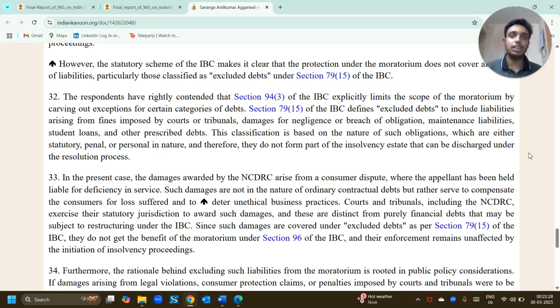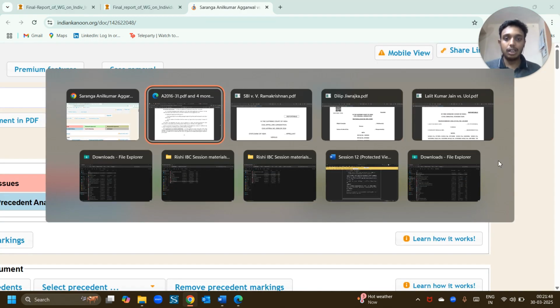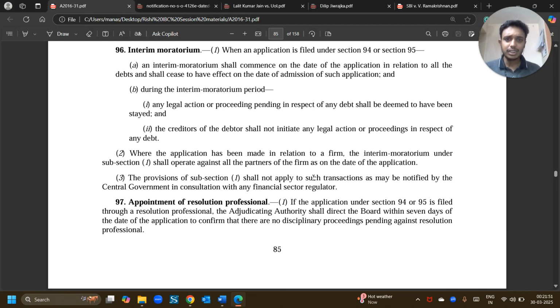So the reasoning and the logic of the Supreme Court basically is that you cannot read the interim moratorium provisions in such a manner that debtors are allowed to have a shield over all kind of liabilities or kind of debts, especially when there is a statutory classification of a debt and an excluded debt, right? And when there is a definition of debt under the statute, it does not make sense to depart from that definition or from the classification of excluded debt and then forcibly extend interim moratorium. So this is the objective and this is the reasoning as analyzed by the Honorable Supreme Court.